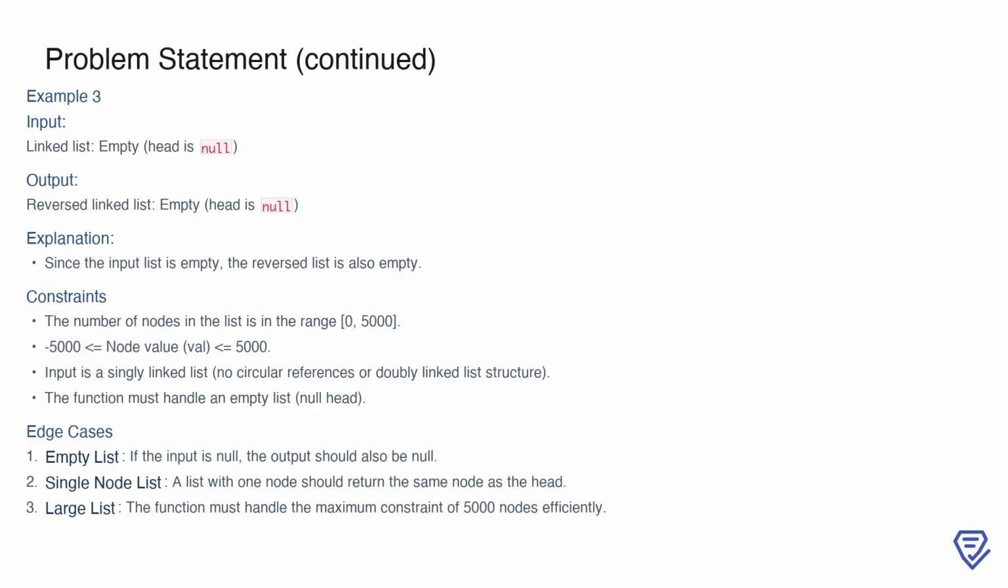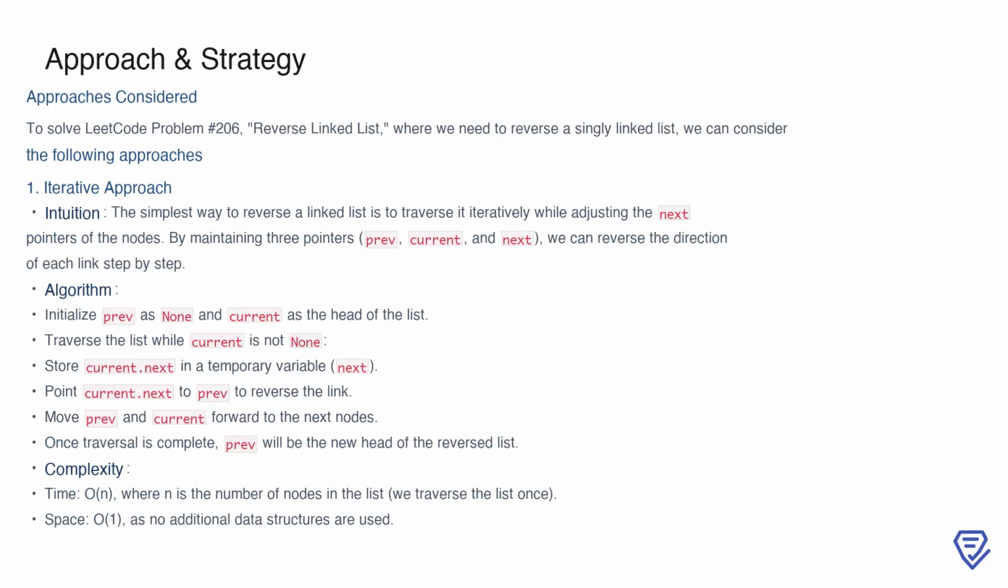To solve the problem of reversing a singly linked list, we start by considering the iterative approach, which is often the most intuitive. The idea here is to traverse the linked list while carefully adjusting the next pointers of each node to reverse their direction. To achieve this, we maintain 3 pointers: previous, current, and next.